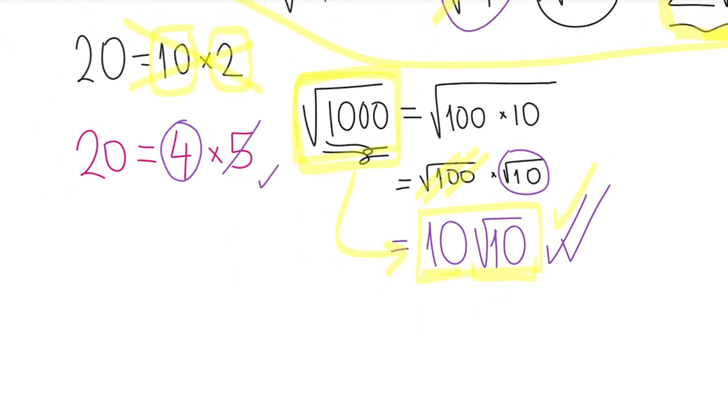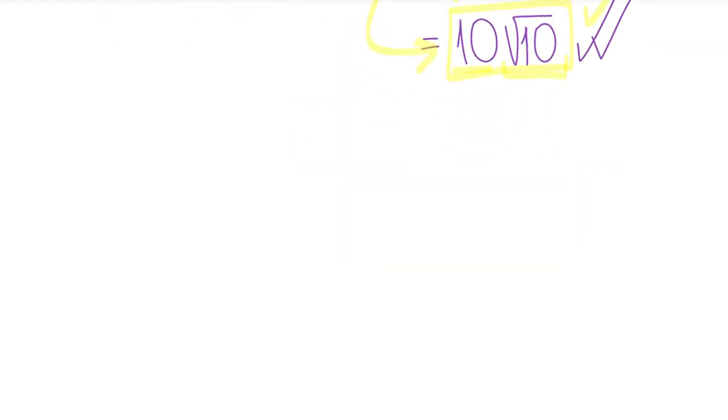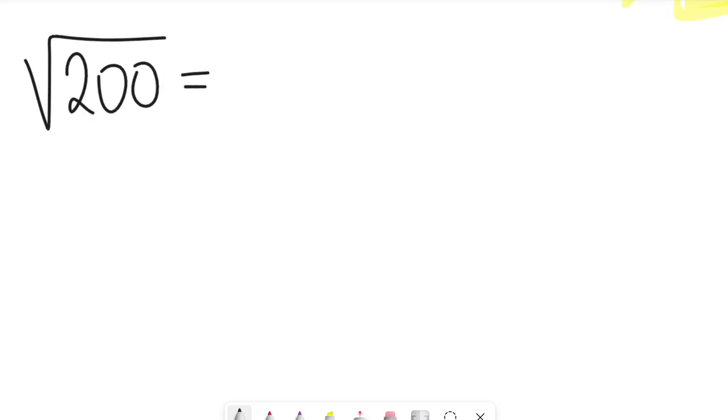What if we have, for example, square root of 200? Square root of 200. Okay, I'll give you a minute. Try to do this one by yourself in your copybooks. If you need more time, you can always pause the video and then solve it by yourself.